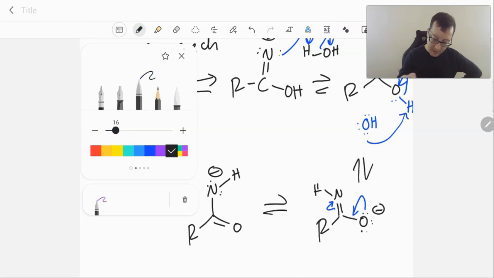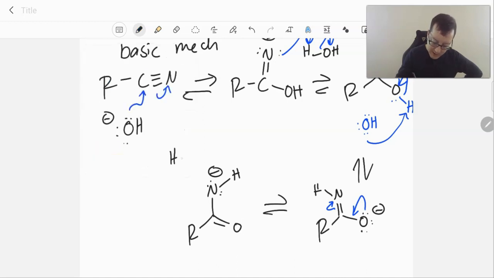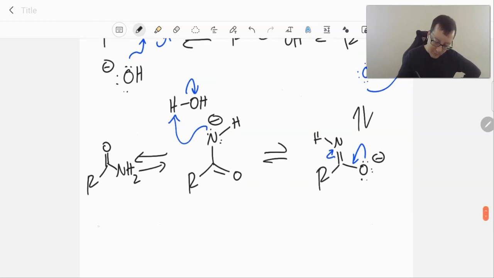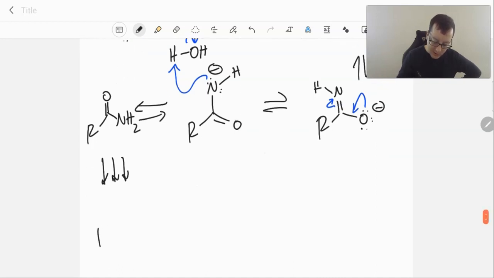And we're going to have our lovely water molecule around. And we're going to go ahead and grab a proton off of it, leading us to the product. So again, we'll regenerate our base catalyst here. And we're going to go ahead and have our amine, which will, as before, with many steps, go ahead and turn into the carboxylic acid. That will be hydrolyzed as well.